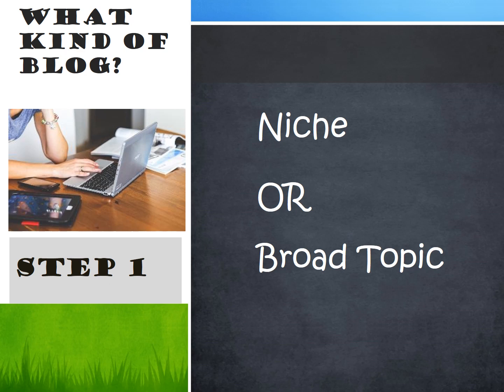Okay, so the first thing that you're going to need to do is think about what kind of blog you'd like to have. Now, there are two basic types. You're either going to have a niche type blog where it's on something very specific, or a broad topic blog like I have, a family lifestyle blog. That is a broad topic blog.